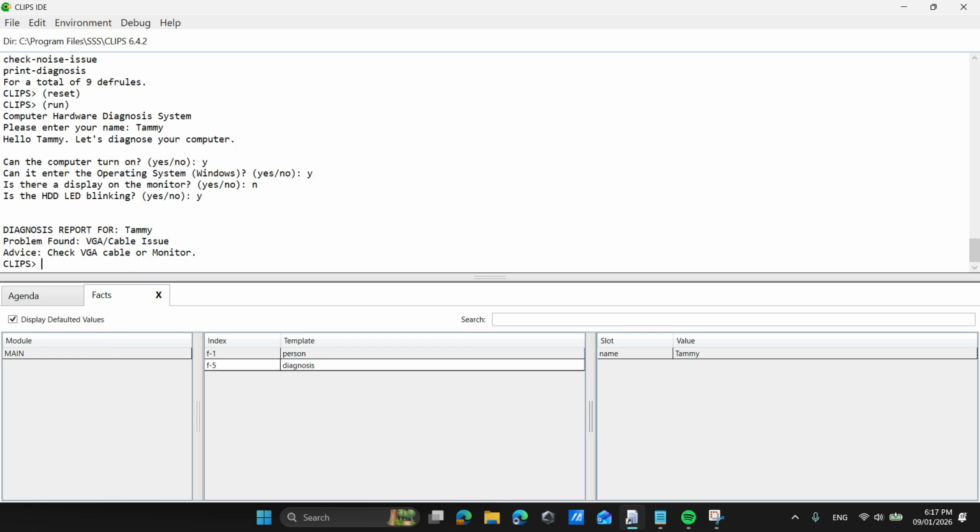After that, the system continues with overheating, battery, and network checks. Each phase narrows down the possible cause by accepting new facts and triggering specific rules. Finally, the system checks for an unusual clicking sound, which may indicate a failing hard disk. Once a rule is satisfied, the system asserts a diagnosis fact. The system then displays a diagnosis report showing the detected problem and the recommended solution for the user.